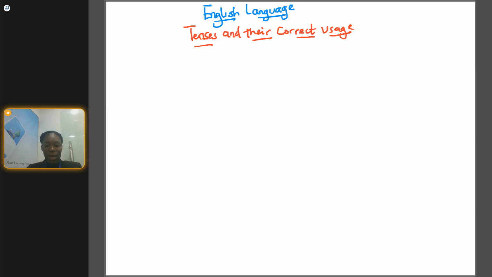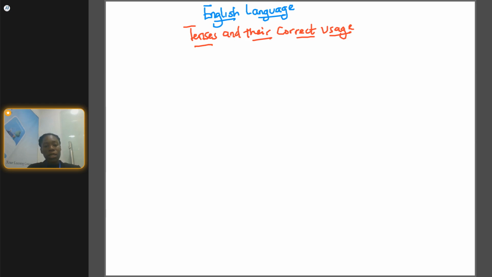Okay, so we're going right into the class. In the last class, we started on grammatical functions. We started looking at what grammar looks like, right? And we are continuing on that. Today we are looking at tenses and their correct usage. As you can see on the board, that's what we are going to be doing today.